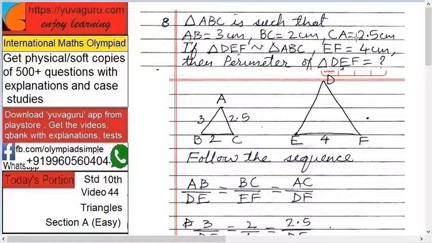centimeters. CA equals 2.5 centimeters. Triangle DEF is similar to triangle ABC. Now EF equals 4 centimeters.